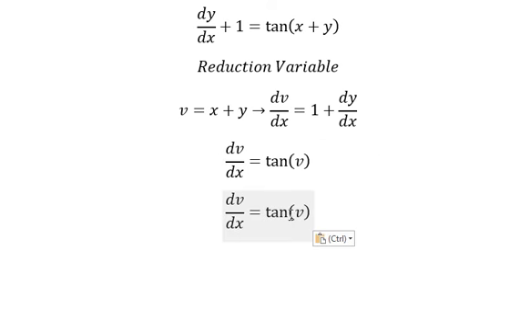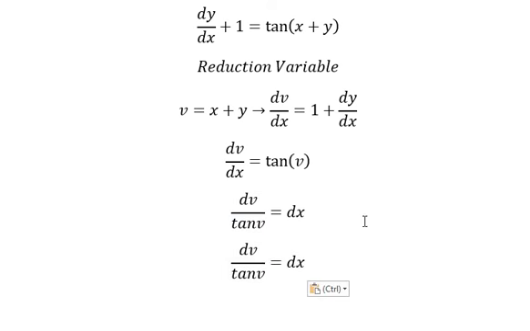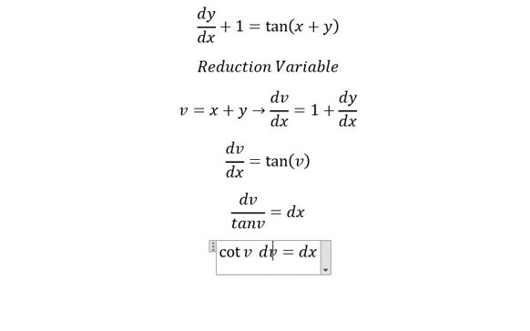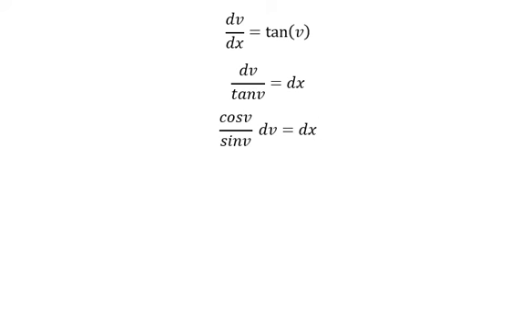Next, tan v we put on the left, dx we put on the right. Next, this one you get cosine v dv. This is about a trigonometric identity. And this one we can change into cosine v over sine v. And now we can put the integration on both sides.